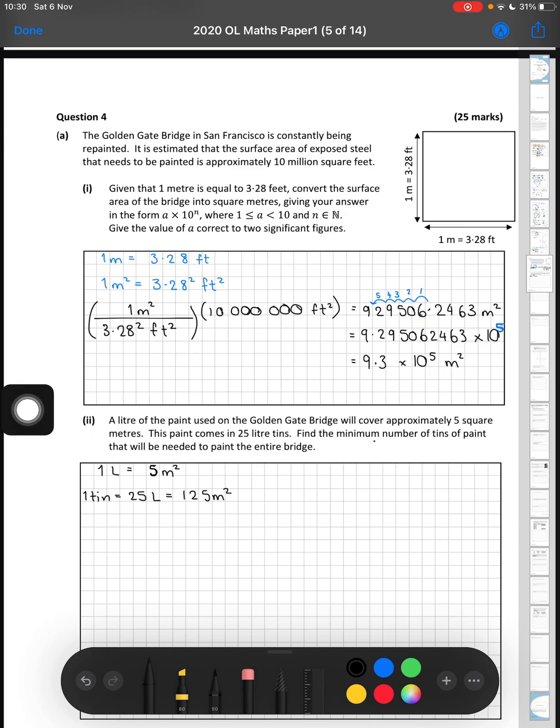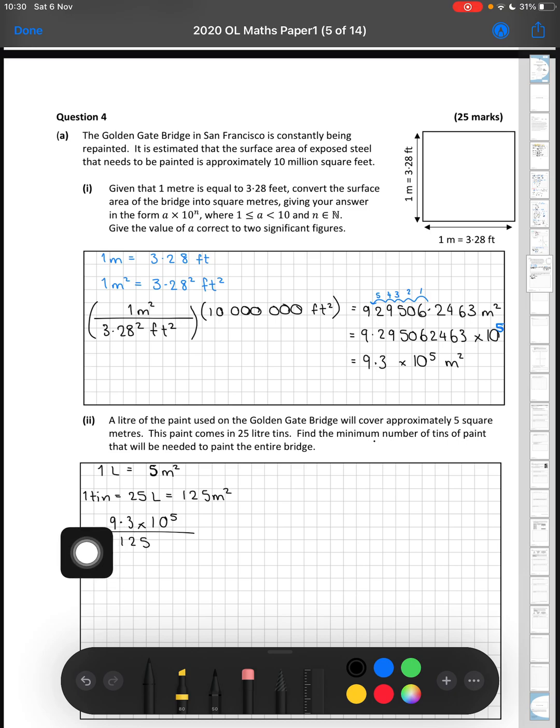Okay, so that's what 1 tin covers. So how many tins are we going to need to cover this amount of meters? So 9.3 by 10 to the power of 5. So we're going to just divide the values in. So I'm going to do the area of the exposed steel divided by the amount of meters per tin. So it's going to be 9.3 by 10 to the power of 5.